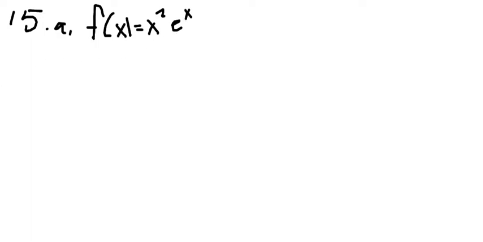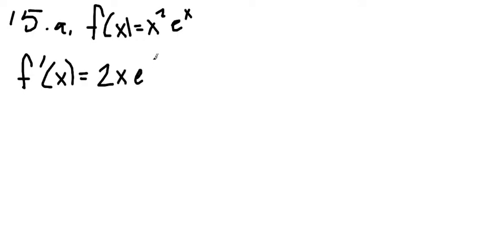So first, to find where it is increasing or decreasing, we take the derivative and we apply the product rule here. 2x e to the x plus x squared e to the x. The derivative of x squared is 2x times e to the x plus x squared times the derivative of e to the x, which is e to the x. And really we should be concerned with what the domain of the original function is, but it's all real numbers.